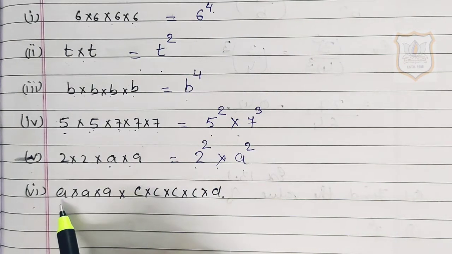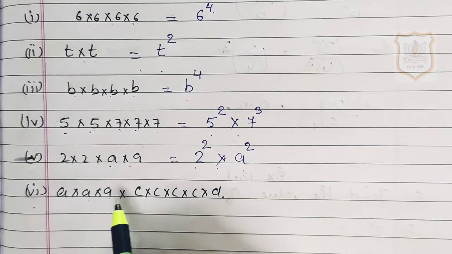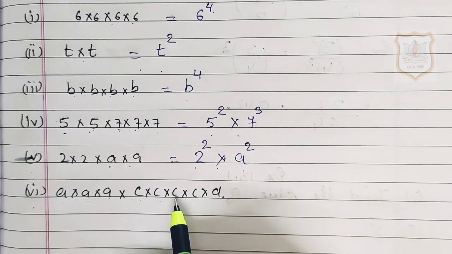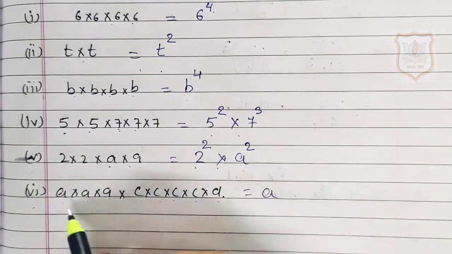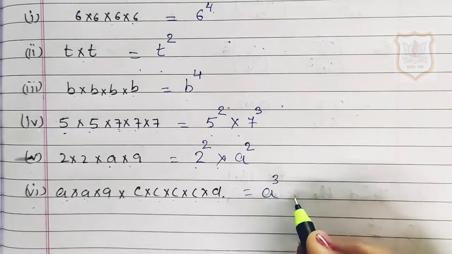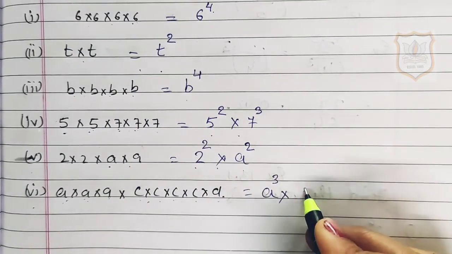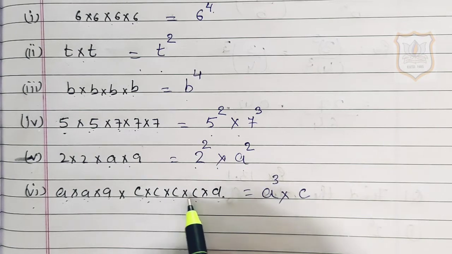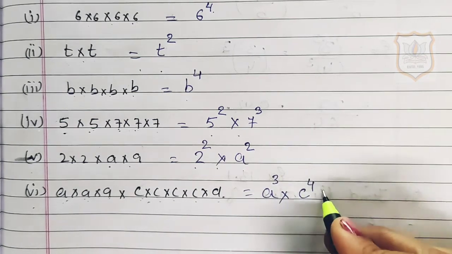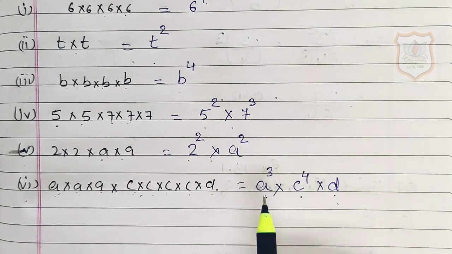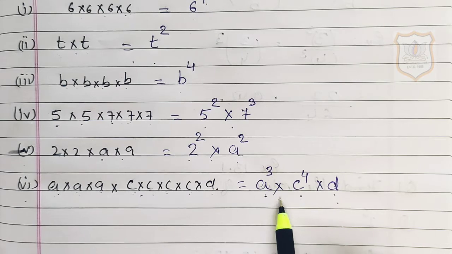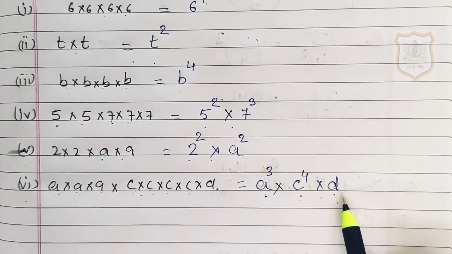Sixth and the last one, a multiplied by a multiplied by a multiplied by c multiplied by c multiplied by c multiplied by c multiplied by d. Here a is written 1, 2, 3 times, so the power is 3. Multiply by c we will write here, c is written 1, 2, 3, 4 times, so here we will write 4. Multiply by d is written 1 time. So students, here we will write the answer as a raised to power 3 multiplied by c raised to power 4 multiplied by d.